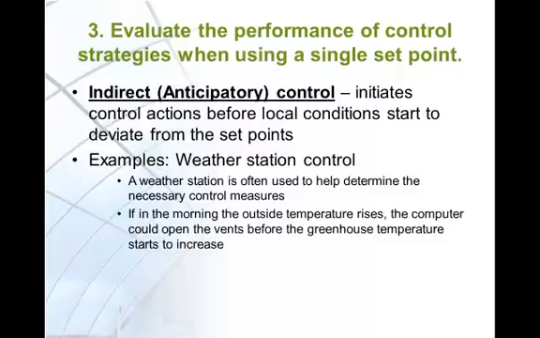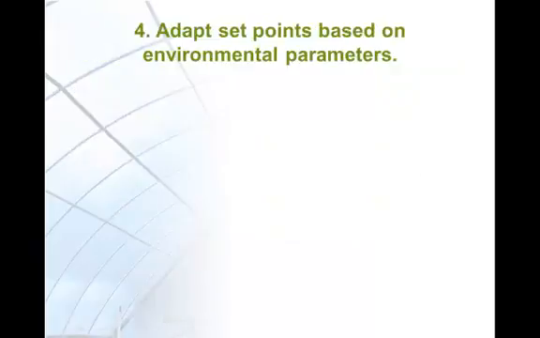If in the morning the outside temperature rises, the computer could open the vents before the greenhouse temperature starts to increase. Or, in the late afternoon when outside temperature drops, the computer could start the heating system before the greenhouse's inside temperature starts to drop. Anticipatory control reduces potential parameter fluctuations. We have finished Objective 3.